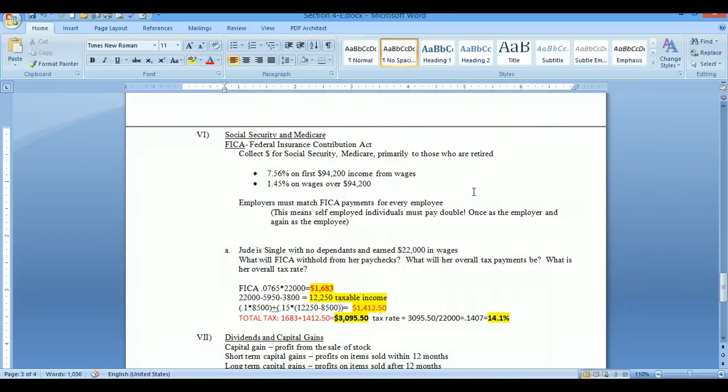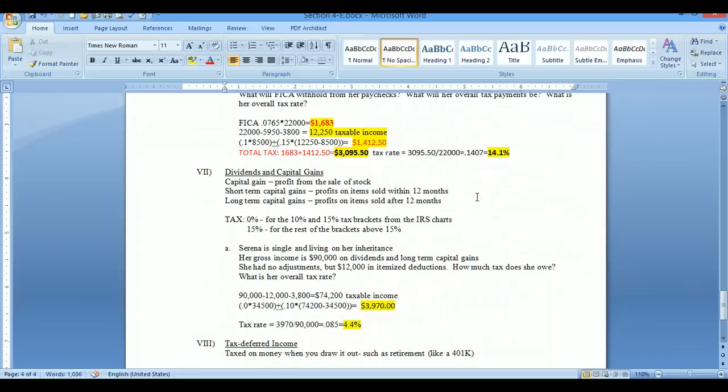So let's take our first example of Serena. She is single and living on her inheritance. Her gross income is $90,000 and it's solely from dividends and capital gains. She doesn't have any wages, so there are no adjustments. She doesn't have any tax deferred savings, but she has $12,000 in itemized deductions. What tax does she owe, and what is her overall tax rate?